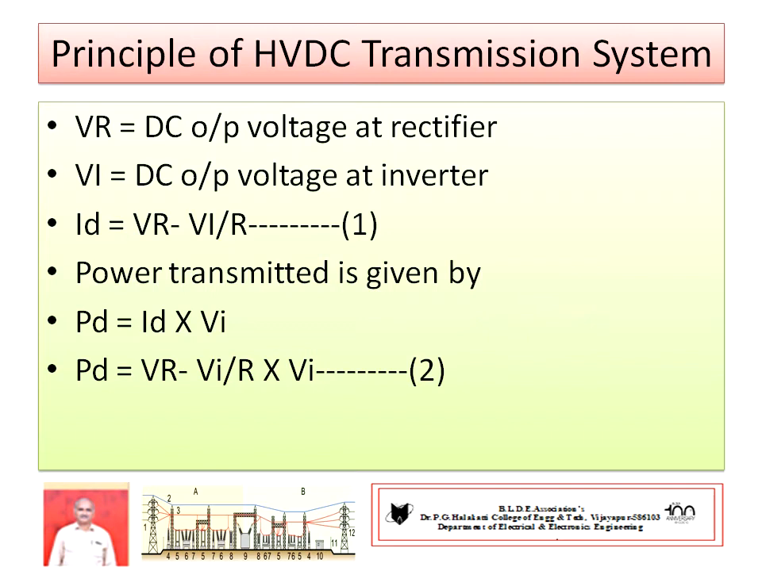Then what is the power transmitted? The power transmitted in the transmission line is given by PD. PD equals ID into VI. That gives equation number 2.